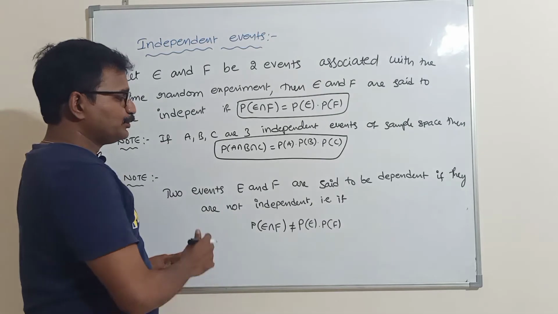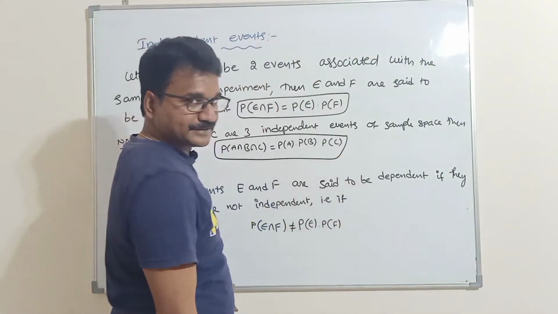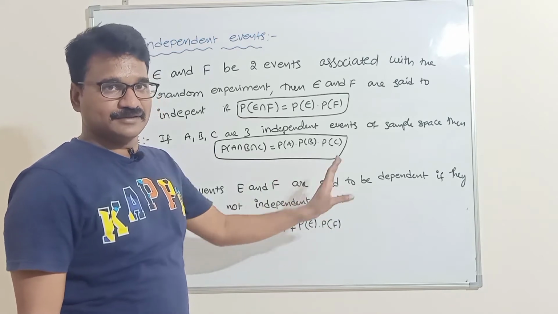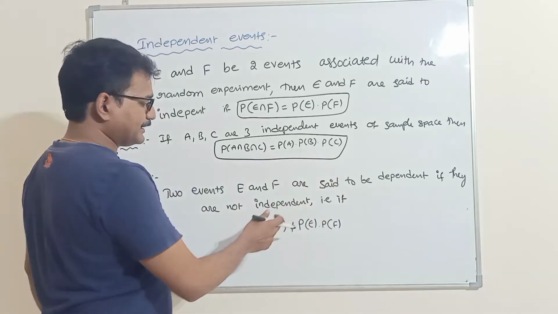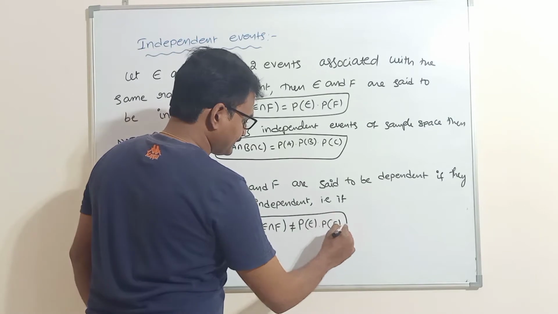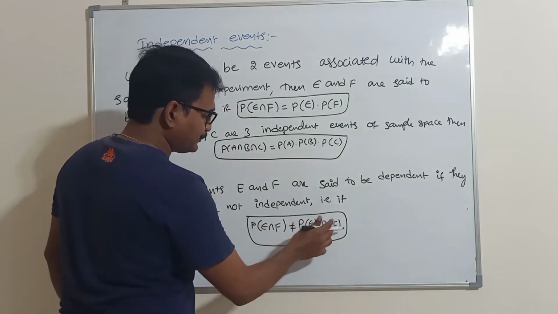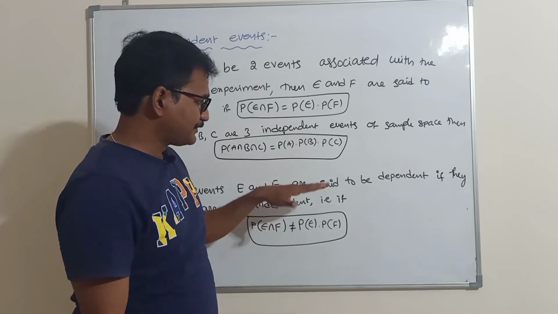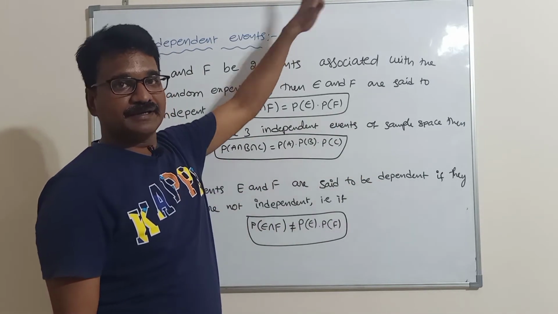Next, two events are said to be dependent events if they are not independent. For dependent events, the condition is that P of E into P of F should not be equal to P of E intersection F. This is the difference between dependent and independent events.